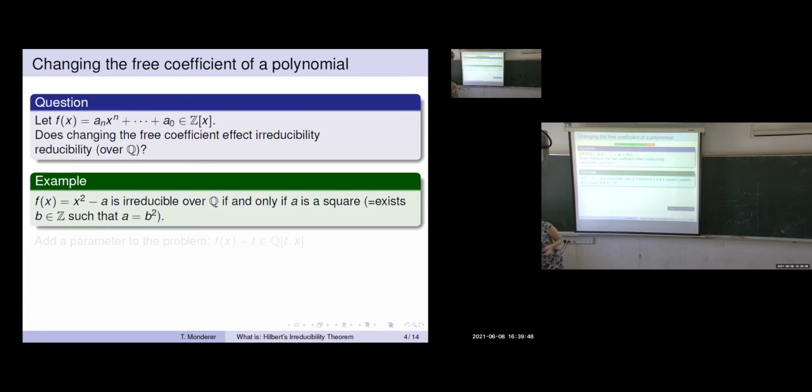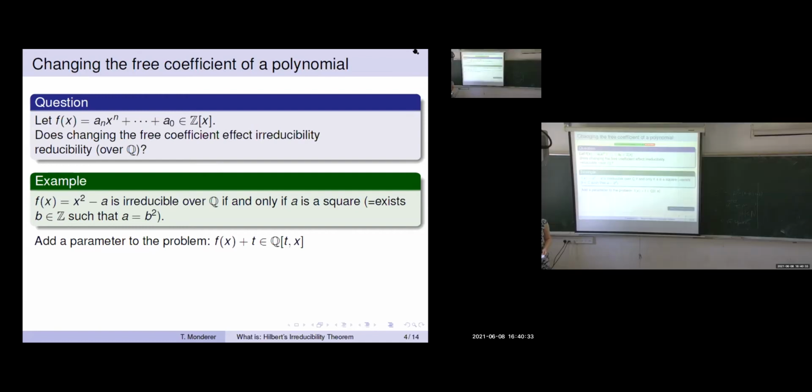So going back to our original problem, let's simply add a parameter to the problem. And let's look at our general polynomial, plus a parameter t. So our question about what changing the coefficient does to the polynomial is basically a question about what happens after we substitute a value in this parameter. Like which substitutions will yield a reducible polynomial and which substitutions will yield an irreducible polynomial.